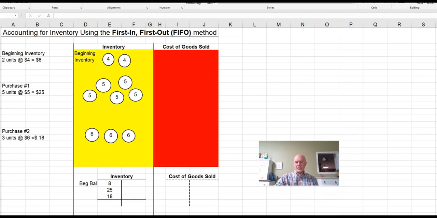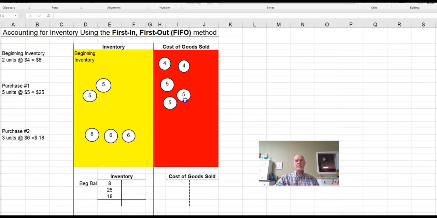If we sold 6, the FIFO method would assume that the 6 we sold would be the first 6. First ones in were these items in beginning inventory. So those would be sold first. There's 2. That means since we sold 6 total, we sold 4 of these $5 items. So we assume, like I said, a first in, first out.